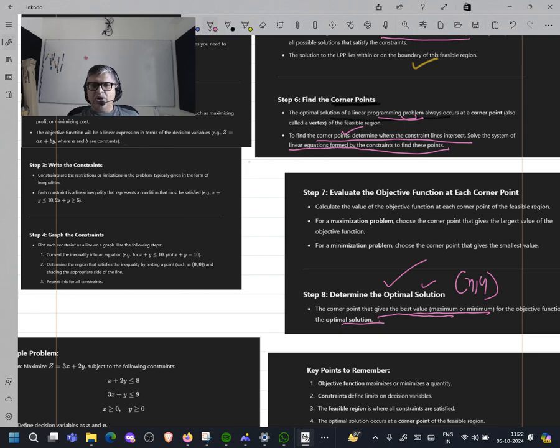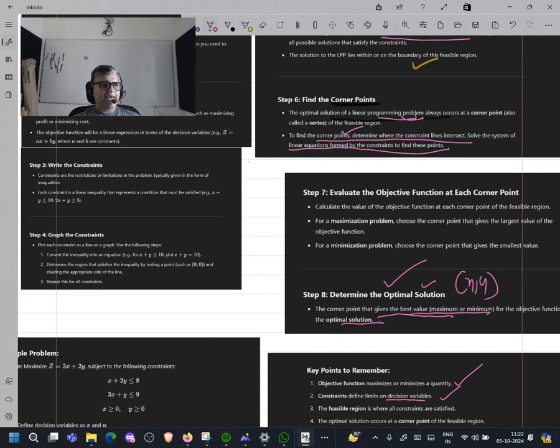So let's recall the steps. What is our main job? We need an objective function: profit maximization, cost minimization, loss minimization. We need to define our limits of money, limits of space by using what?